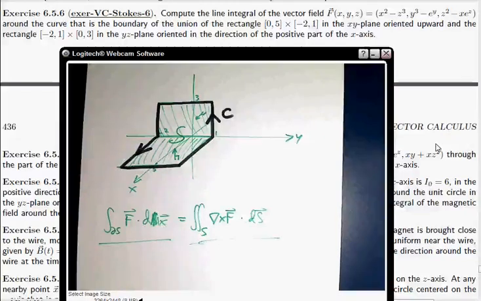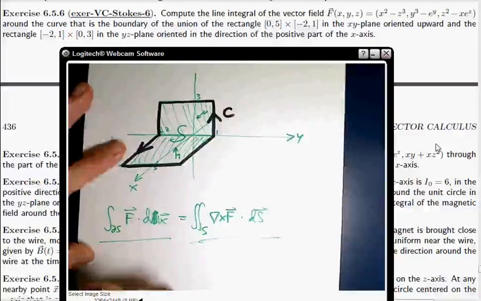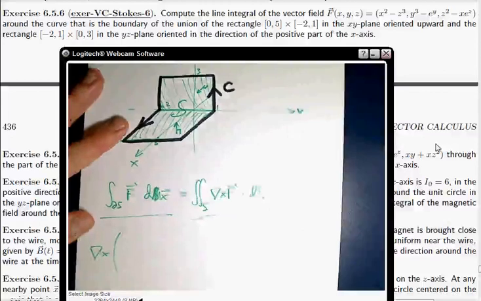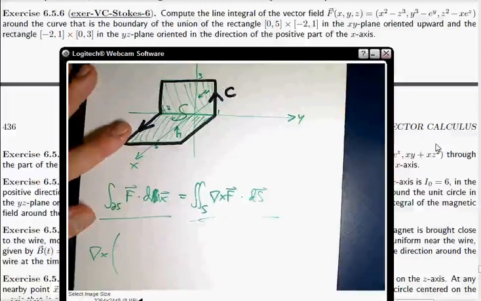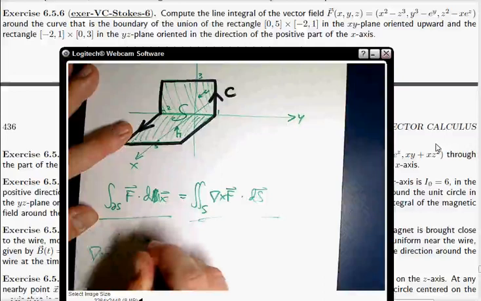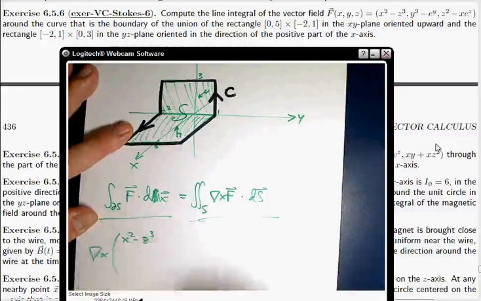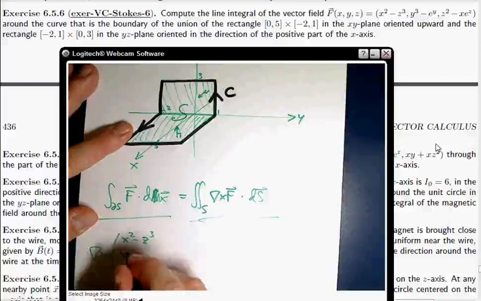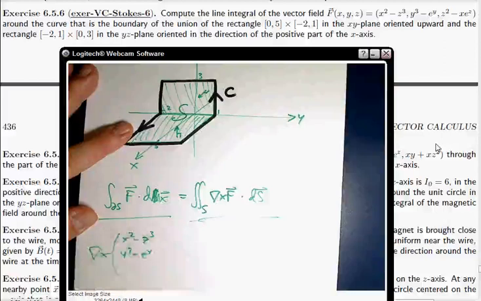So we're going to need to compute the curl of this vector field, and I hope this turns out nicely. Let's compute the curl of f here. Let's see what f is. X squared minus z cubed, y cubed minus e to the y, z squared minus x e to the z.